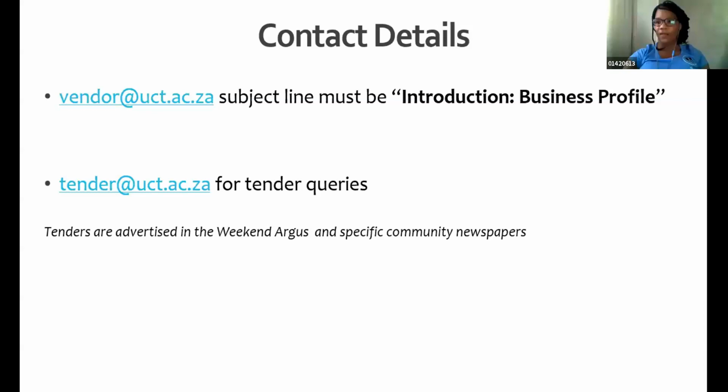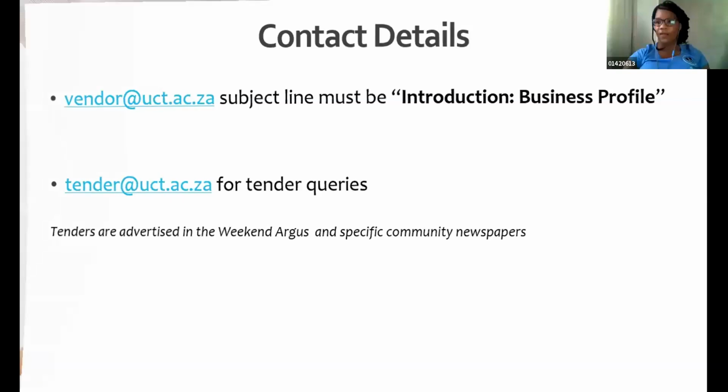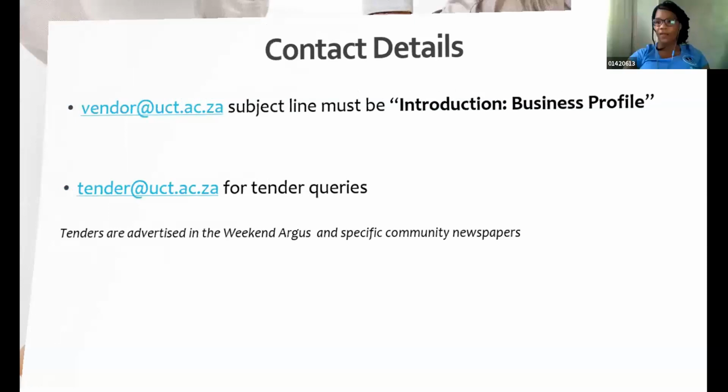And then for tenders, if you have any tender queries, you need to send an email to tender@uct.ac.za. That is for tender queries. Please note that tenders are advertised in the Weekend Argus and specific community newspapers. So that is how our tenders are advertised. And basically, that's how you do business with UCT.